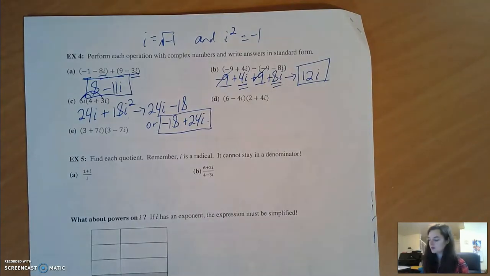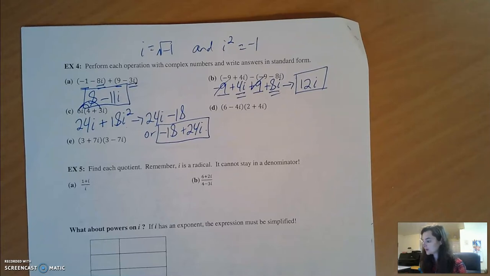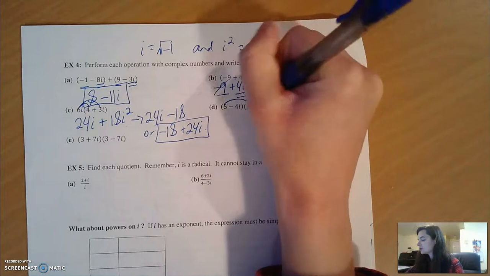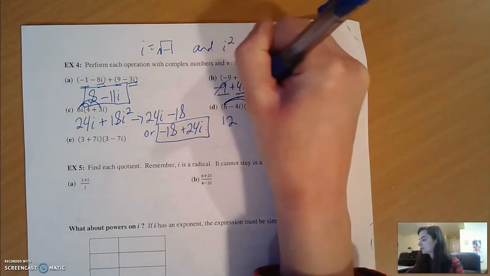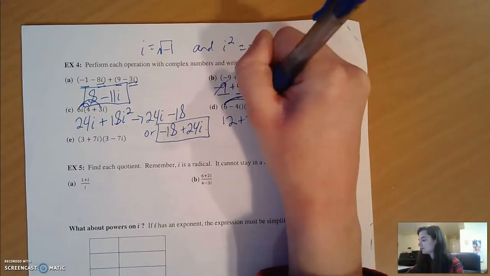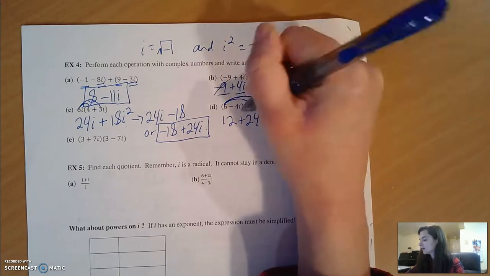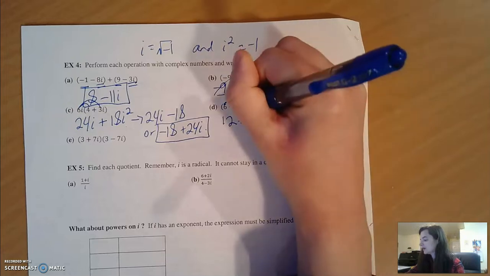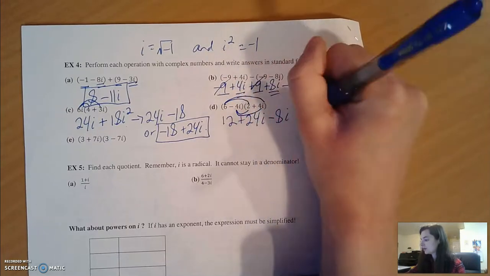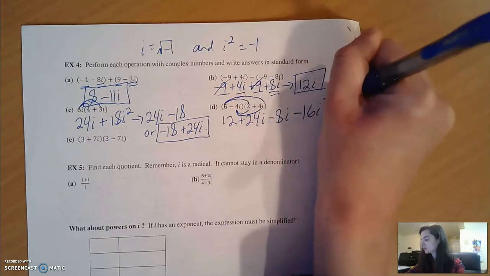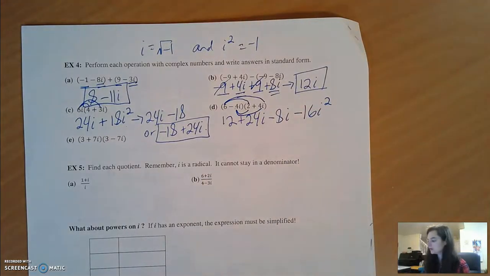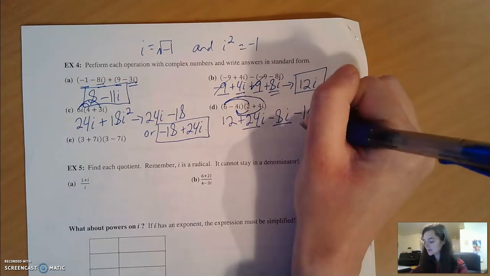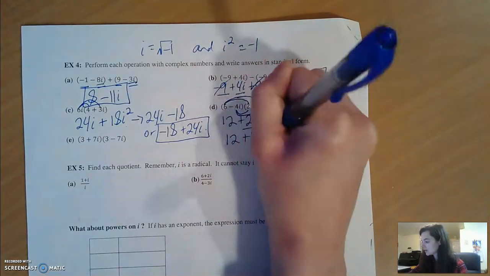Next one I have is 6 minus 4i times 2 plus 4i. So distributing again, we've got 6 times 2, which would be 12. We have 6 times 4i, which would be 24i. And then we've got negative 4i times 2, which is negative 8i. And negative 4i times positive 4i, which would be a negative 16i squared. Okay. From here, I already see some like terms in the middle here. I have 24i minus 8i, which would be 16i. So I've got 12 plus 16i.